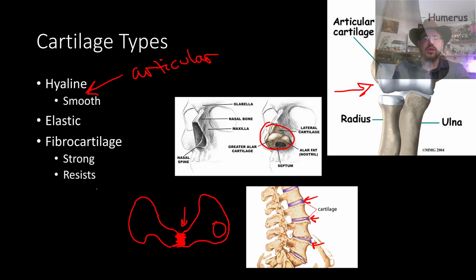So extremely strong and resists force extremely well. Whether it's all that force from your spine and gravity keeping your vertebra from grinding, or the forces trying to separate your pelvis. So fibrocartilage is probably the strongest, least flexible cartilage. Hyaline cartilage is the smoothest because it has to reduce friction in the joints. And then elastic cartilage is the most bendy.